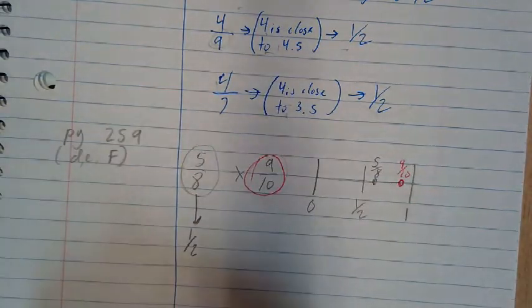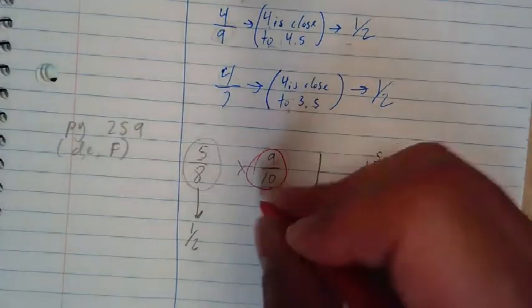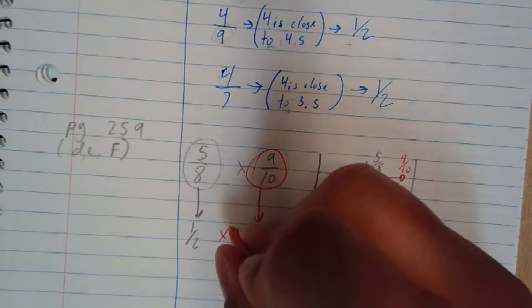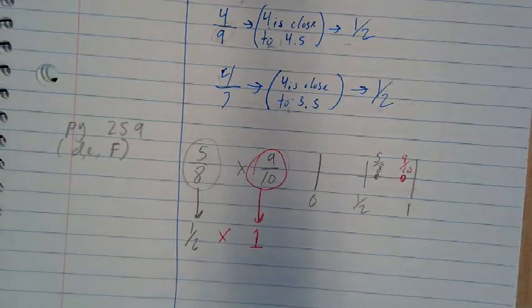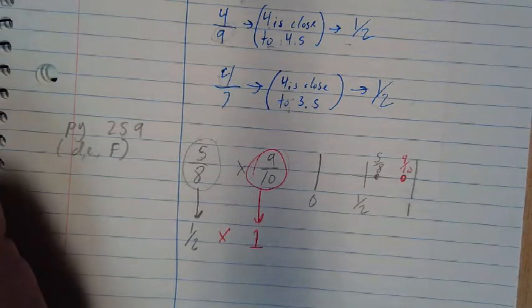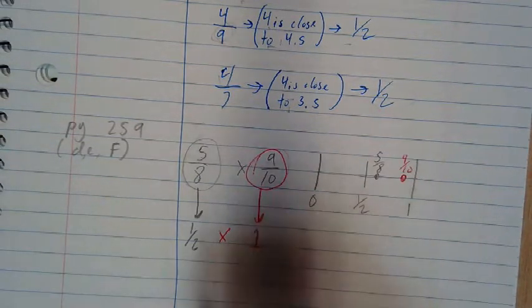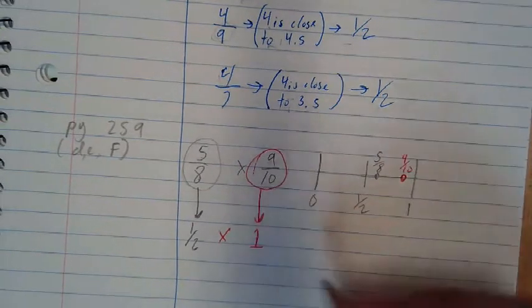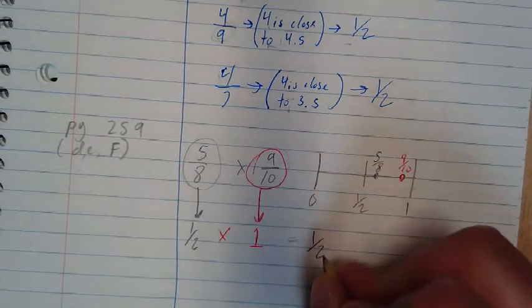And the 9/10, I'm going to change that to 1. Going to multiply to get that together. Okay, all right. 1/2 times 1, or one group of half. Well, 1/2 is just 1/2. If I only have one group of it, the answer is just 1/2.